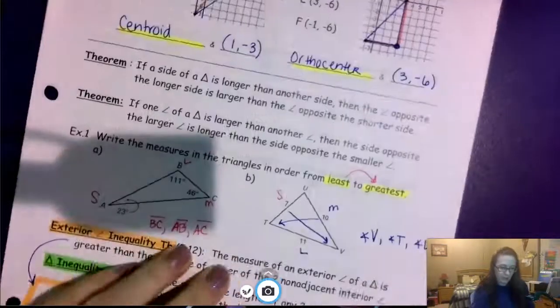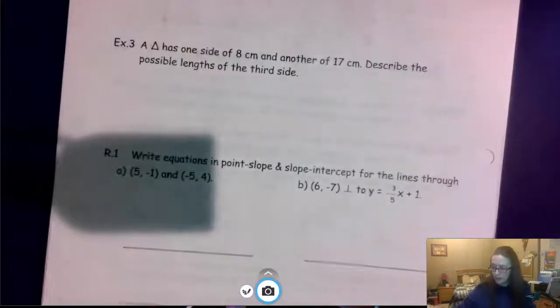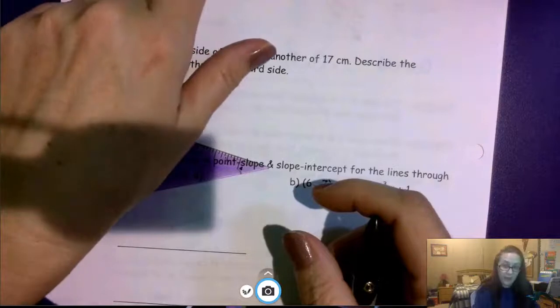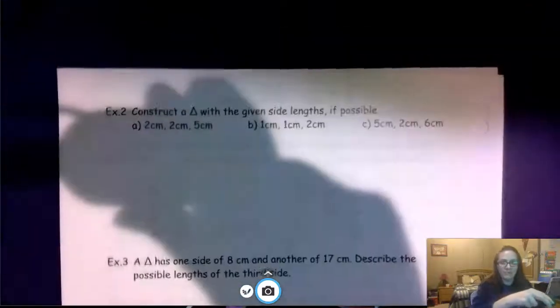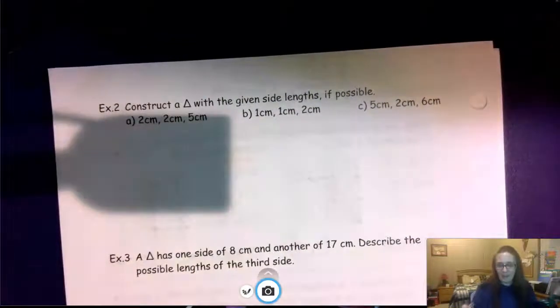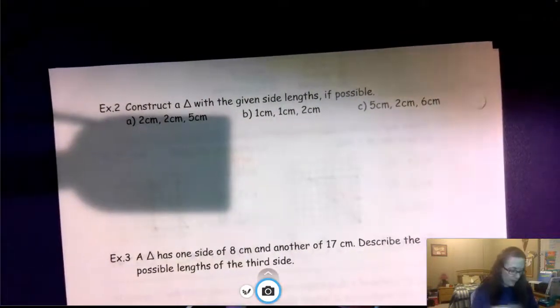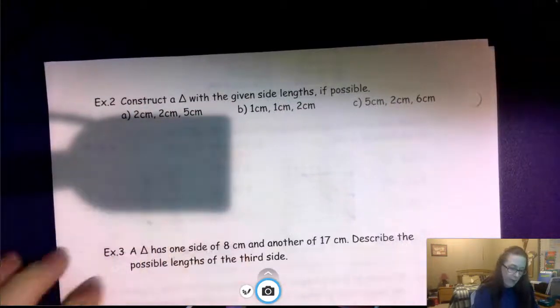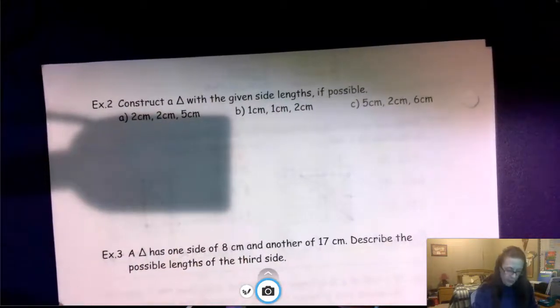I'm going to go to the next page. Now here I have some triangles I want to try to construct. So I know that I have 2 centimeters, 2 centimeters, and 5 centimeters. I always forget to move in class, everybody would yell at me, Miss Miko, move your camera. Okay, so anyway, 2, 2, and 5. I want to start with the largest one first. So I'm going to come down here and I'm going to draw 5 centimeters.